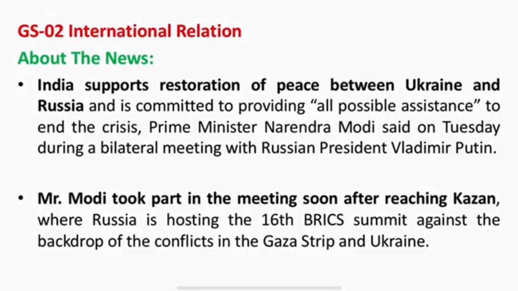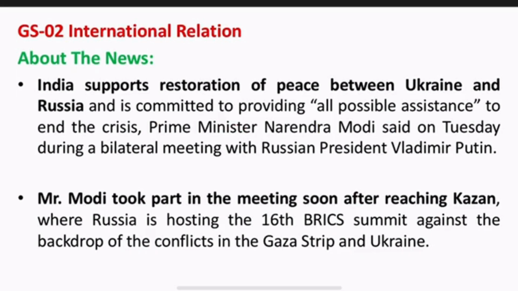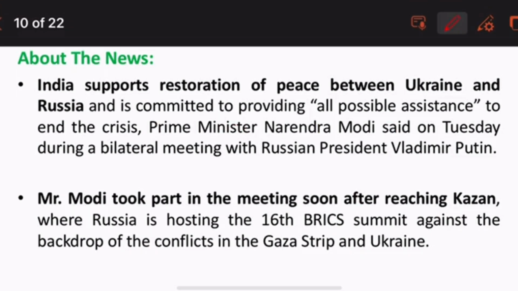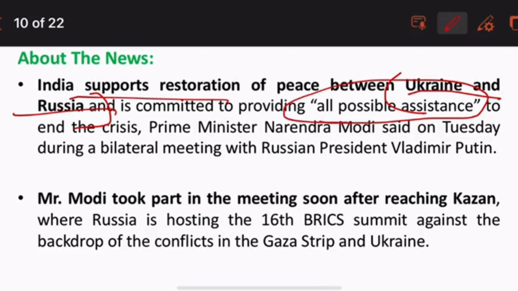16th BRICS Summit. This also comes under GS2 international relations. India supports restoration of peace between Ukraine and Russia. India always wants there should be peace if there is a war happening between two or any other countries, and all possible assistance will be provided by India, it said in the BRICS Summit. And India wants to end the crisis.